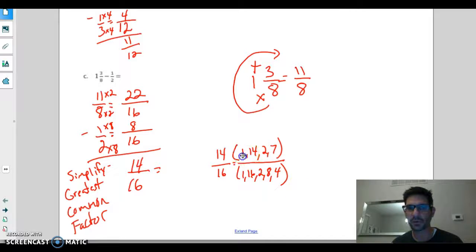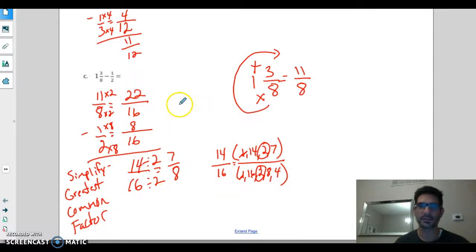Now we don't count 1. 1 is never counted, but what's the greatest number we see up here and down here that's the same? It's 2. So now we divide both of them by 2. We get 7/8. Alright, we'll work on this, guys, so it's okay.